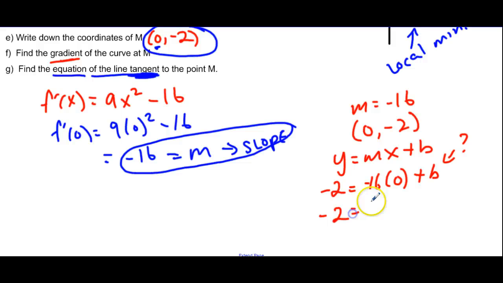All right, so this blue dotted line has an equation of y equals negative 16x minus 2, and that's what we want to find. And these are the types of questions that they'll ask you. Please write the vocab words down, understand what they mean, understand what they're asking you, and that's basically it.